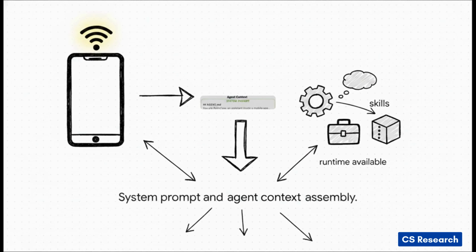And here we see the context assembly under the hood. Before PalmClaw makes a single remote LLM call, it gathers all these clues. It pulls the system prompt, telling the AI, hey, you are PalmClaw, an assistant inside a mobile app. Then it injects the runtime context, the skills, and the exact specifications of the tools available. By packing all this highly structured native data into the prompt, the AI knows exactly what it is capable of doing before it even tries to solve your problem.